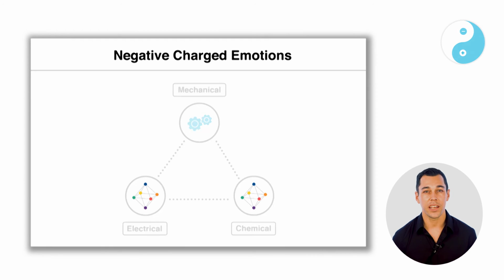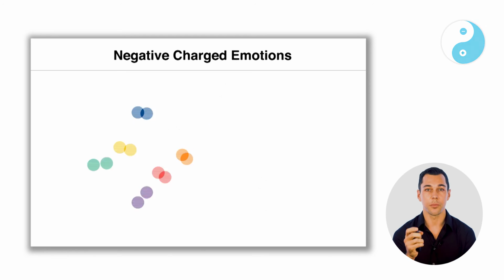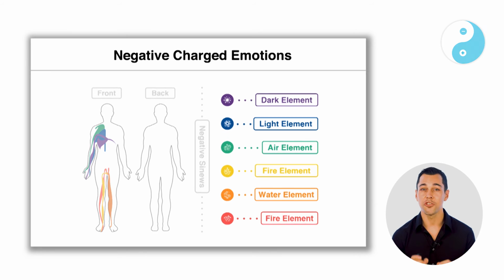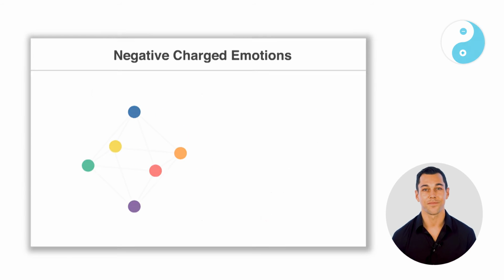Similarly, the primary negative sinew channels are also placed in the anterior and interior areas of the body. Now, I'm not going to go through them one by one, but here are the negative sinew channels for your reference. It's important to outline the difference between negative and positive because when we are trying to find the root cause of damage in the body, we're first going to need to identify whether the damaged area or the psychological effect is positive or negative.